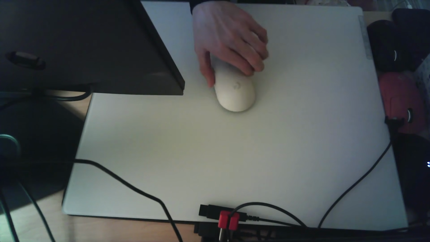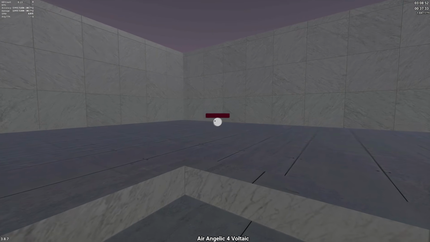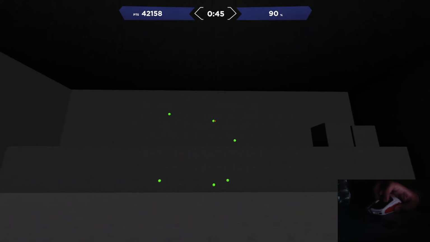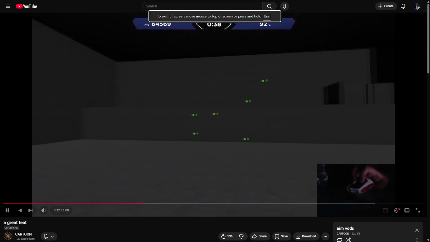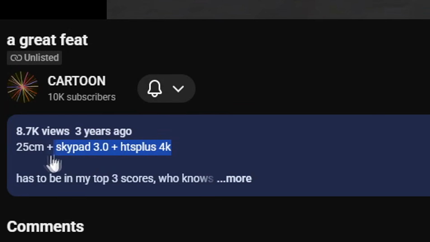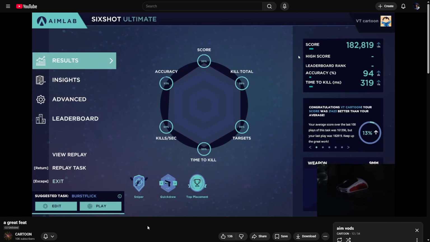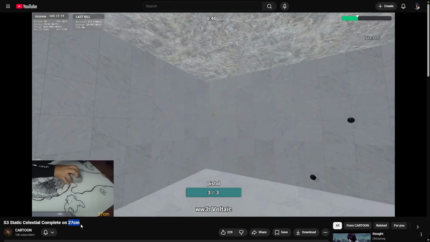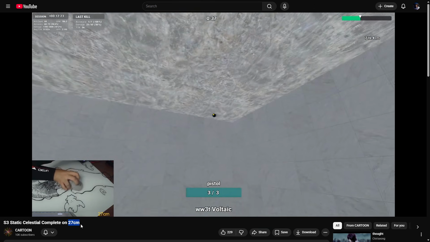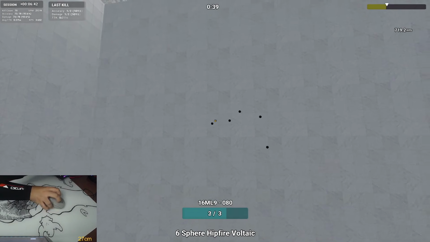So the question now becomes, who in their right mind would subject themselves to the painful grind of high sensitivity skypad micro scenarios just to prove it can be done? Yeah, who else but Cartoon?